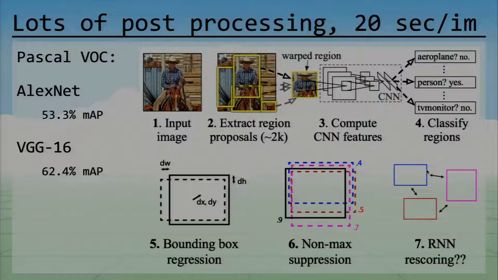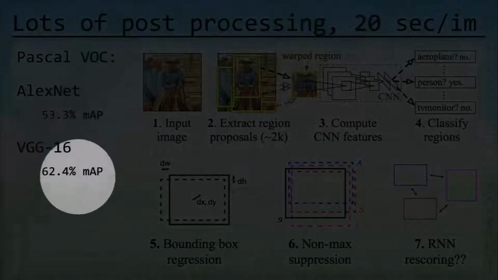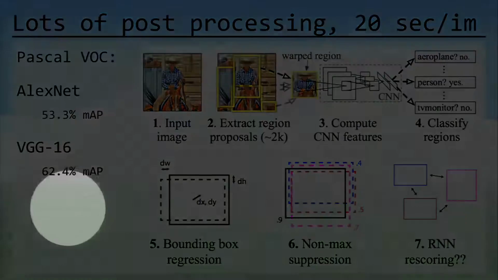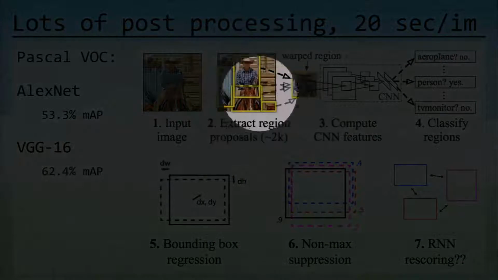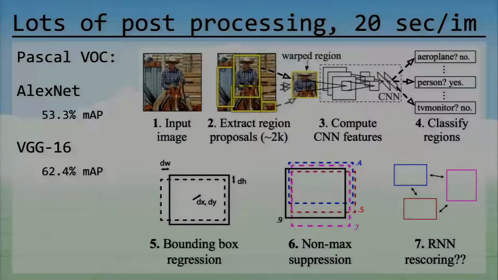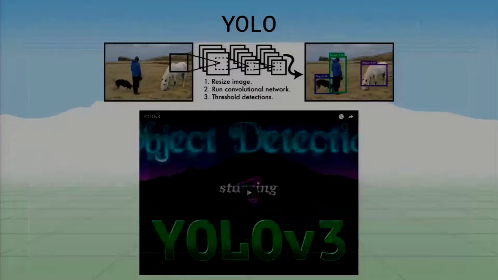So RCNN works a lot better than previous methods. Deformable parts models were at about 33% mean average precision, and with RCNN and VGG16, we've doubled that mean average precision on Pascal VOC up to about 62.4. So that's really cool. We also talked about how this process is really slow because we're extracting 2,000 different images from a single image and running them through this neural network, and that takes a really long time.